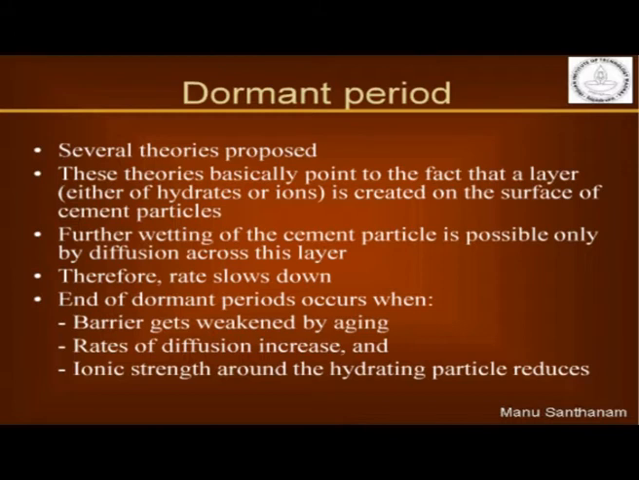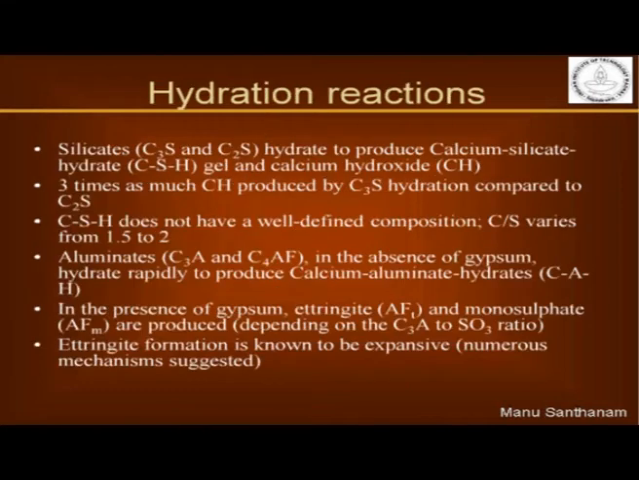Okay, so moving on, after the dormant period, as I said, you have the main hydration reactions that take place. Now let's take a look at these hydration reactions in some detail. I have actually presented a brief summary of the reactions here. I'll just go through these so that you can understand what I'm talking about. So the silicates, that is C3S and C2S, react with water to produce calcium silicate hydrate, which is written as CSH, and we call it a gel because we don't know its structure very well. I'll talk about its structure a little bit later.